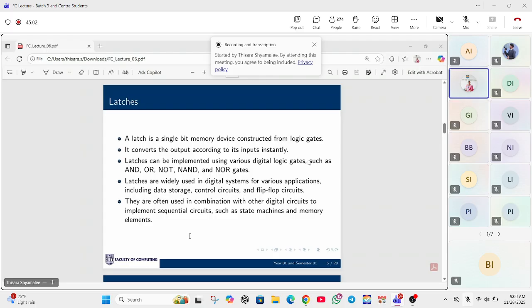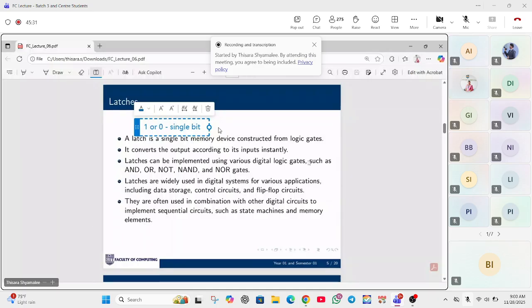electronics used to store a single bit of information. What does a single bit mean? A single bit means one or zero. That is what we call a single bit. So latches are basically used to store a single bit.